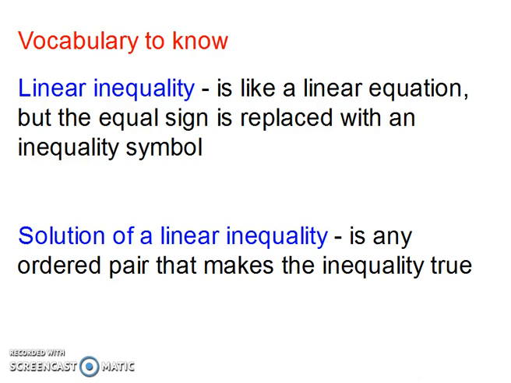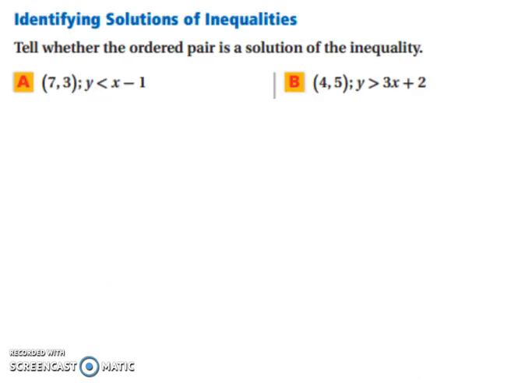So let's practice that part. We're going to identify solutions of inequalities. We're going to tell whether the ordered pair is a solution. So to do so, we need to plug the values in. We have our x, y coordinate, so 7 is going to replace our x, and 3 is going to replace our y. So 7 minus 1 is 6, and 6 is in fact greater than 3. So yes, this makes a true statement.